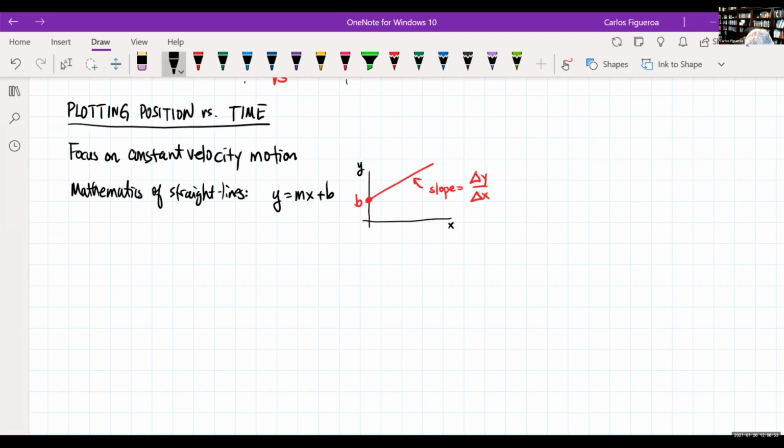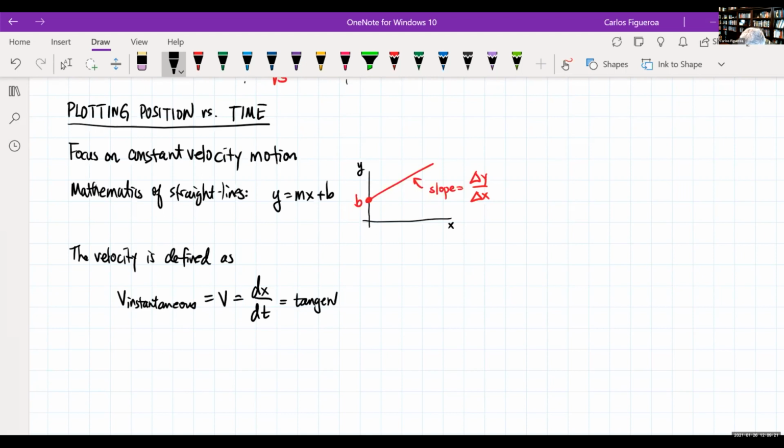So the velocity is defined as v instantaneous, which we just call v. This is literally the derivative of this curve. And so this actually represents what is called the tangent to the curve.